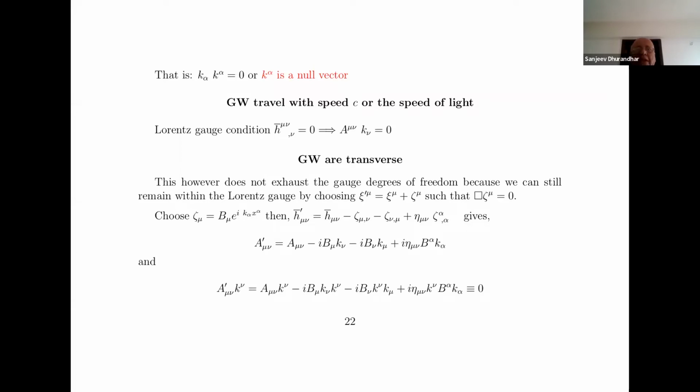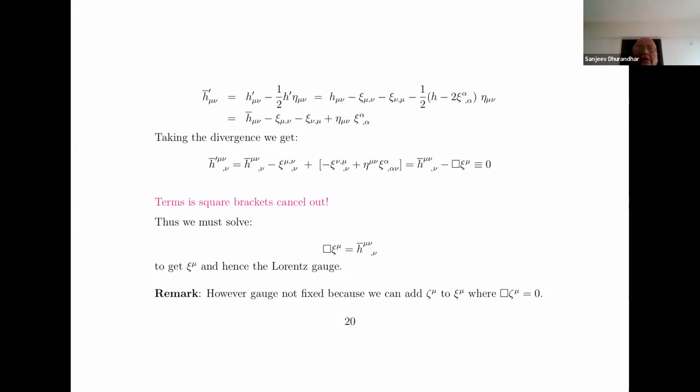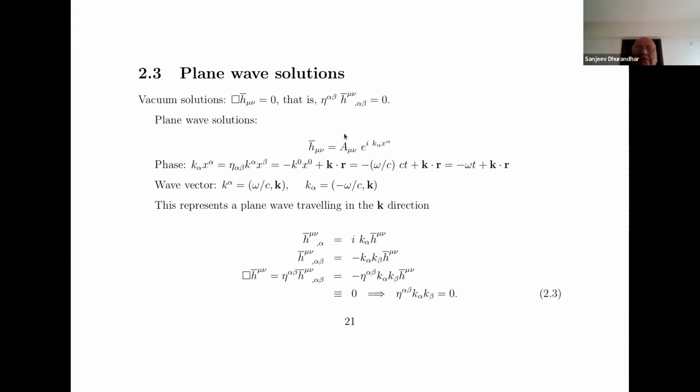Then you go back to what happens when you do a gauge transformation: how h bar mu nu is related to the gauge-transformed h bar mu nu. So you go back, and here h bar mu nu is this particular quantity. Okay, so h bar minus this, so this is what we are using.